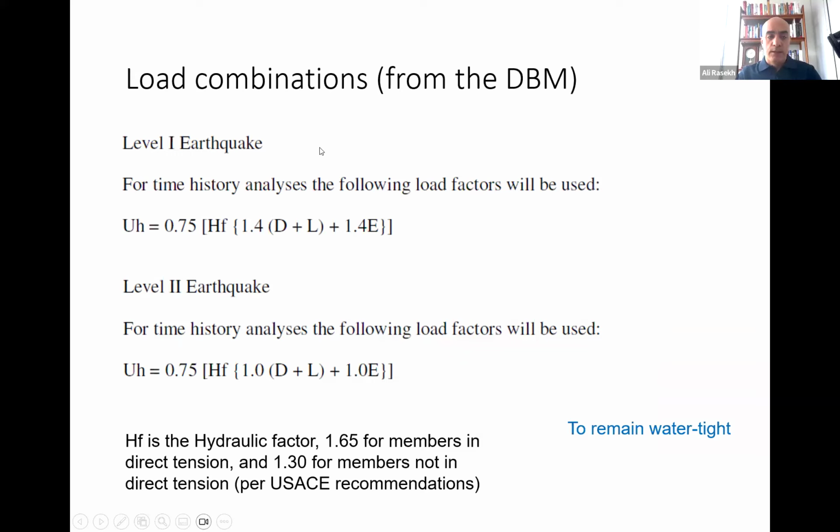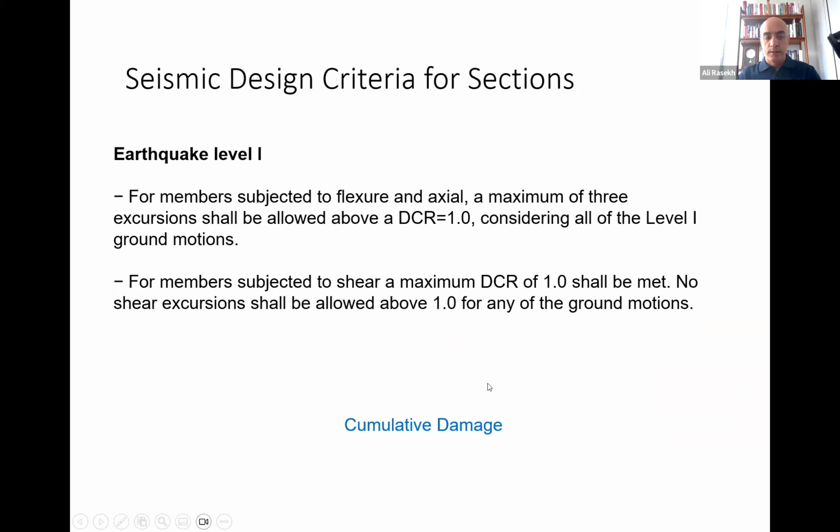And we always discuss the load combinations, that's what we use for the particular design, and structural engineers are familiar with that discussion.